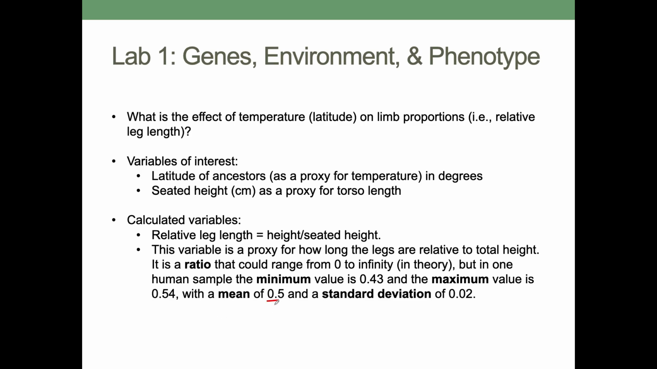The mean is 0.5, which means that the legs are about half of height, 50% of height, with a standard deviation of 0.02. And I'll talk about what standard deviation is next time, but standard deviation is basically the average difference between each individual's real relative leg length and the sample average. How much each individual differs from this average. You can almost think of it as a measure of variation in the sample.